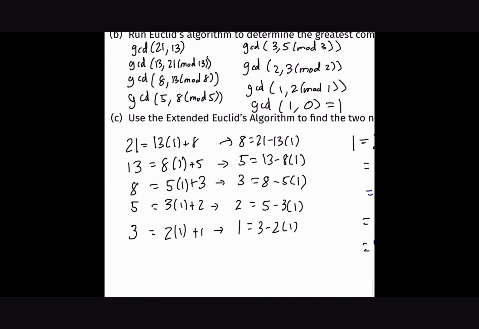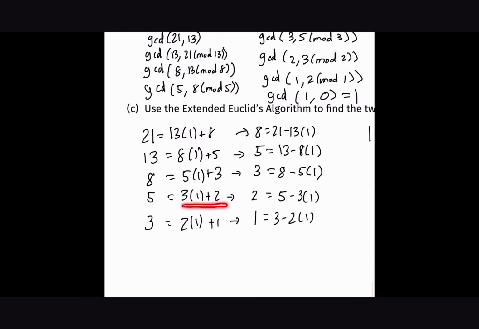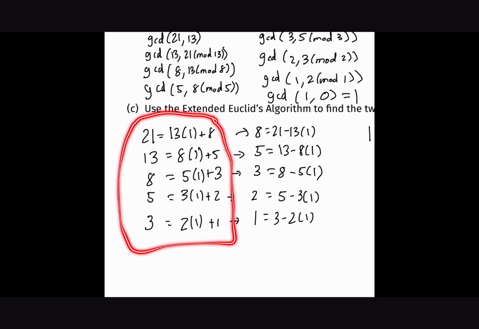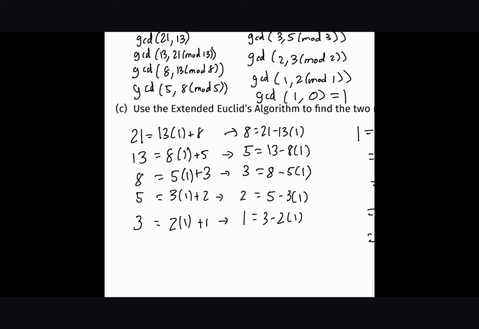And then 5 mod 3 as 3 times 1 plus 2. And then for 3, we get 3 mod 2. We set 3 to be 2 times 1 plus 1. Now that we have the formats of our mods, then we can rewrite these based on the remainders. So we flip these around, we get 8 by itself, so we get 21 minus 13 times 1.